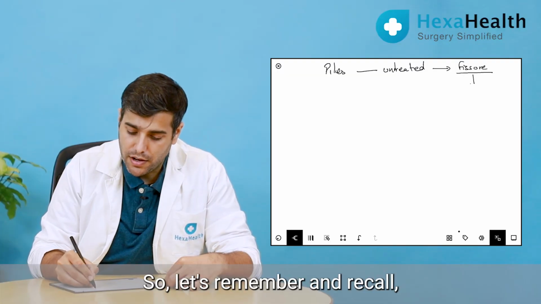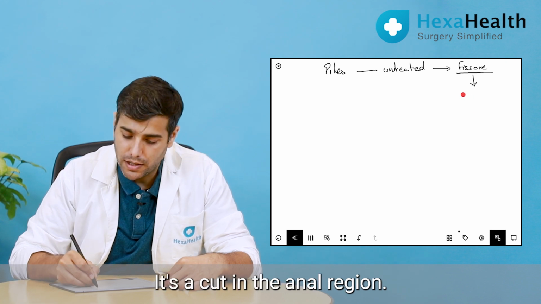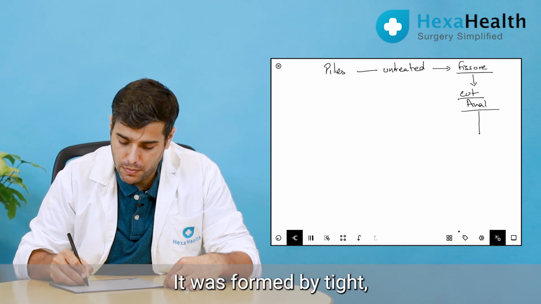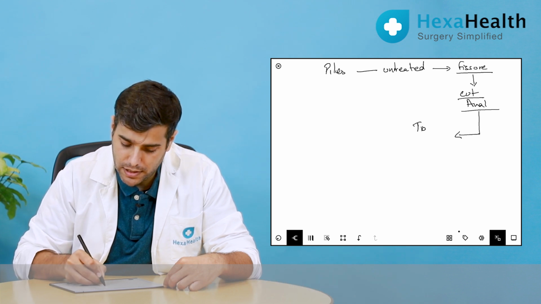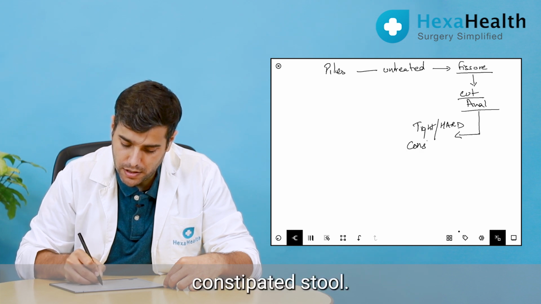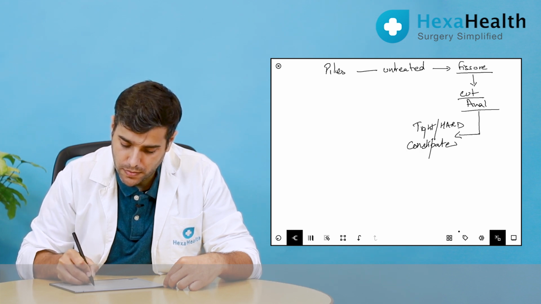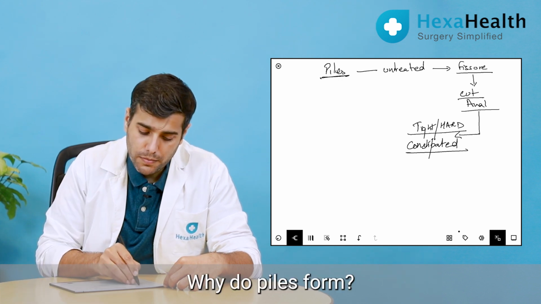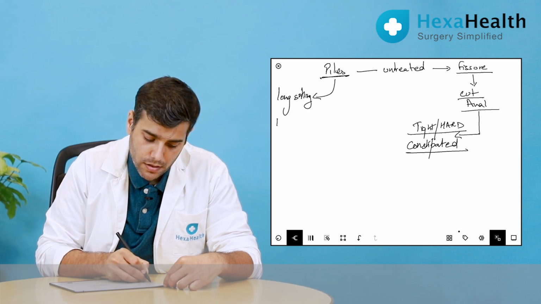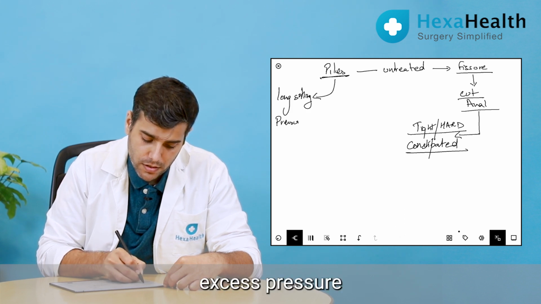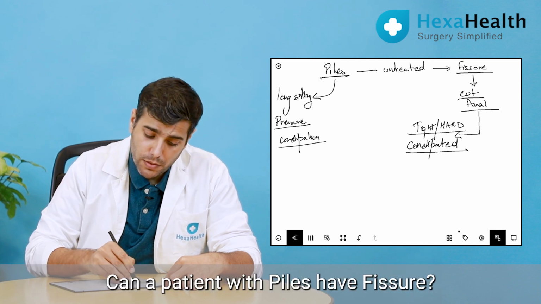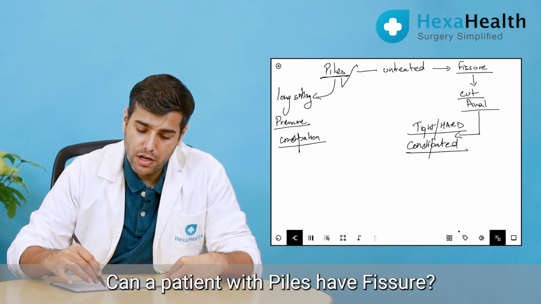So let's remember and recall why a fissure is formed. It's a cut in the anal region. How was the cut formed? It was formed by tight, hard, constipated stool. Why do piles form? Because of long sitting, excess pressure and constipation. Can a patient with piles have a fissure? Yes.